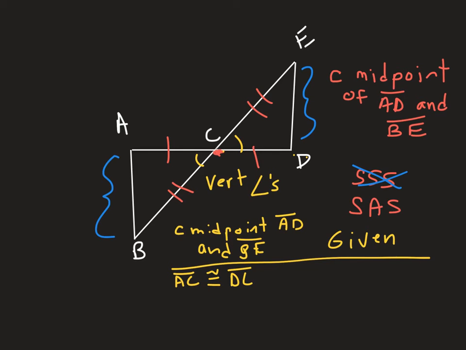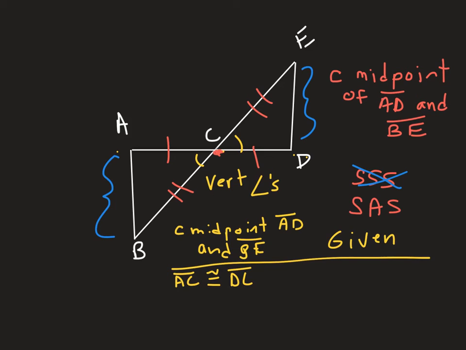And similarly, I can say them both at the same time to save us some room. EC is going to be congruent to BC, or I could go from CB to CE. It doesn't matter as long as I'm consistent with the direction. So since I went from A to C, how about we just keep going in the same order? So I went A to C, C to B. I went D to C, I'm going to go C to E.